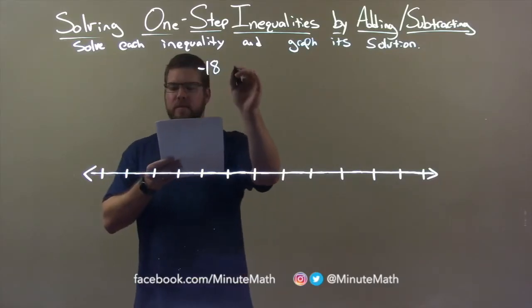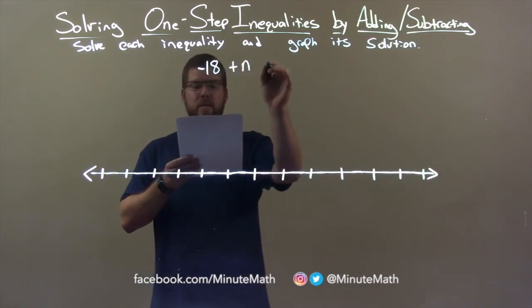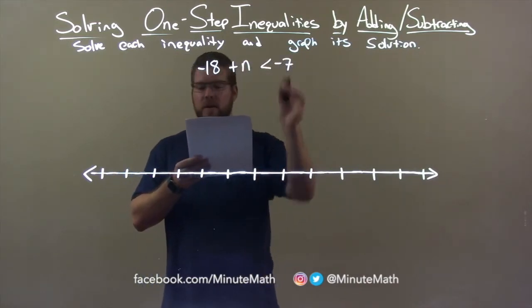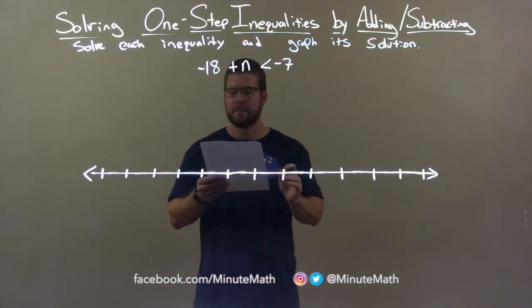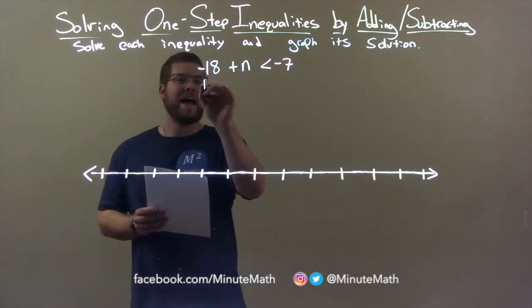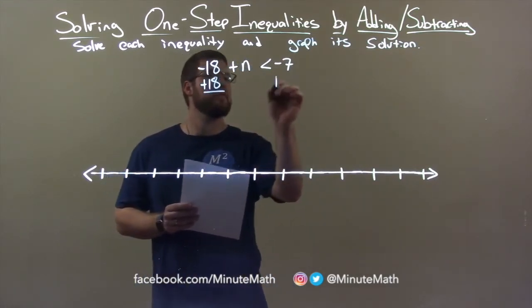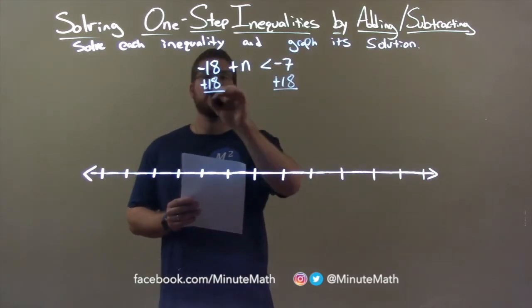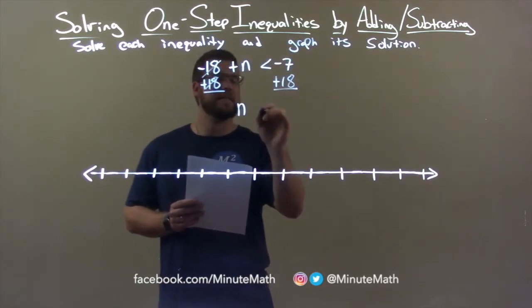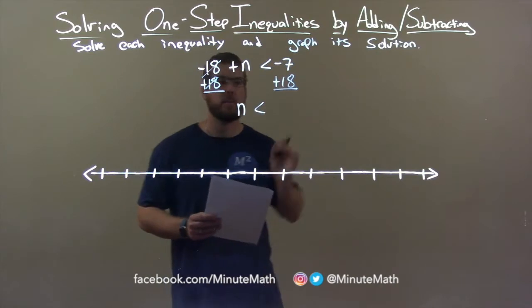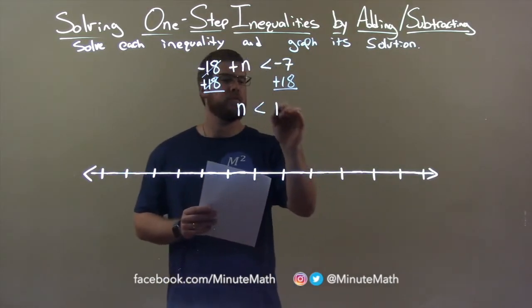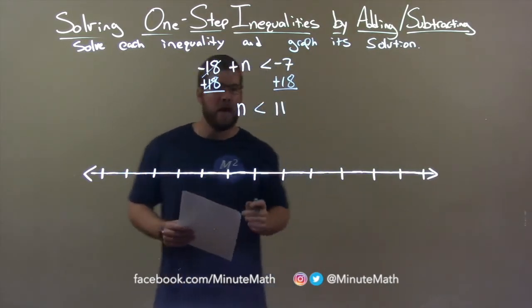Negative 18 plus n is less than negative 7. Okay? Well, first step is I'm going to add an 18 to both sides. 18s will cancel, giving me n by itself. Now, negative 7 plus 18 is a positive 11. So now we have n is less than 11.